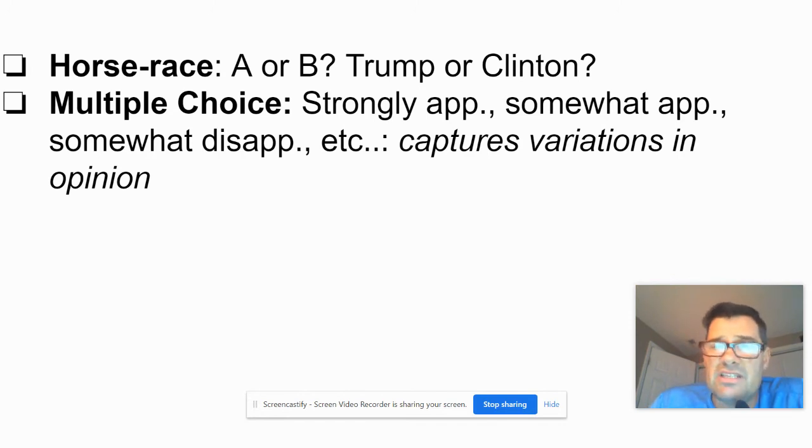And what's good about this is it captures variations in opinion. It's not just yes or no. Yes, I support Trump, or no, I don't support Clinton, or yes, I whatever it is. It's a little more like, yeah, I somewhat disapprove of this policy, or I strongly approve of it. So those are good things to know.